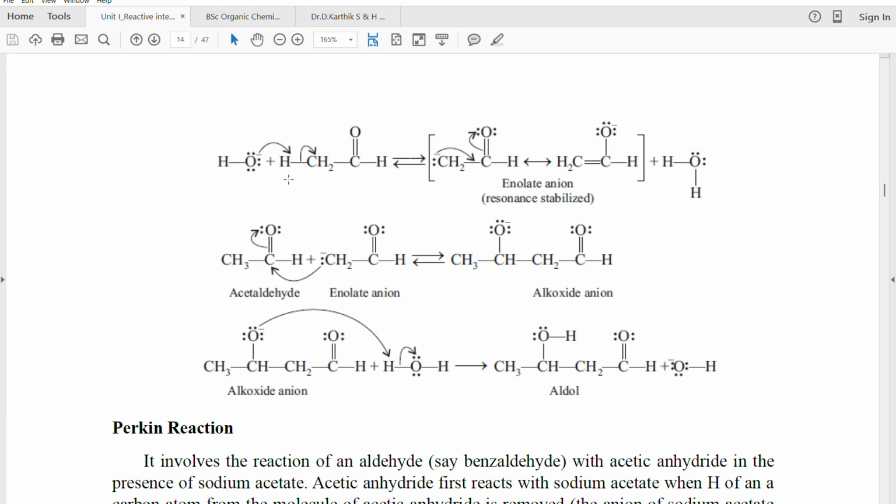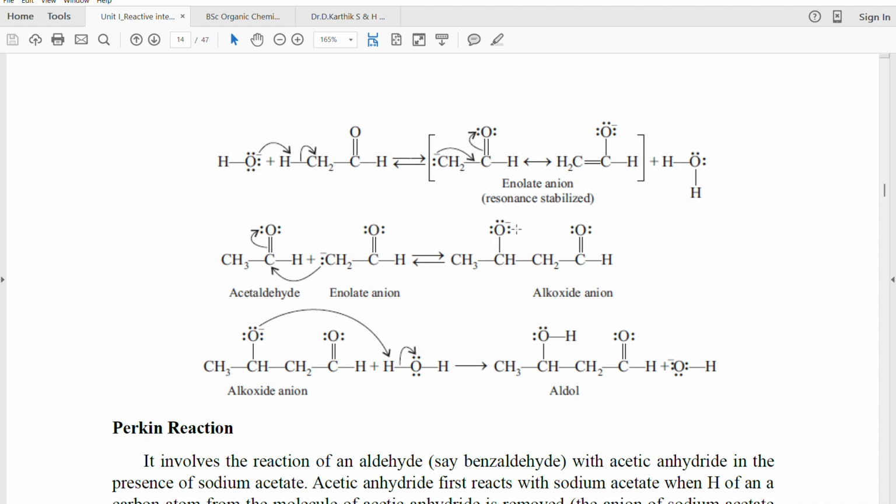So when you add base to one molecule of aldehyde, it abstracts a proton from the alpha carbon and generates the carbanion. The generated carbanion is resonance stabilized. So this carbanion is stable. The stable carbanion attacks another molecule of the aldehyde at the carbonyl carbon, and when attacking there will be a union of this. That means two molecules are attached together, bearing a negative charge on the oxygen.